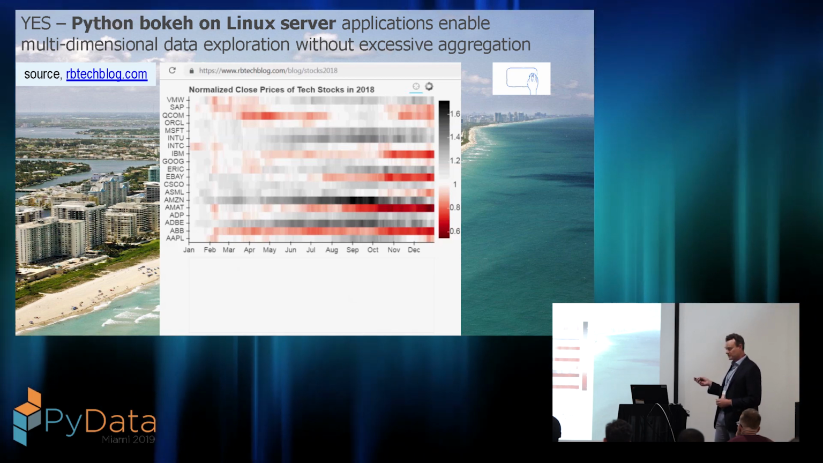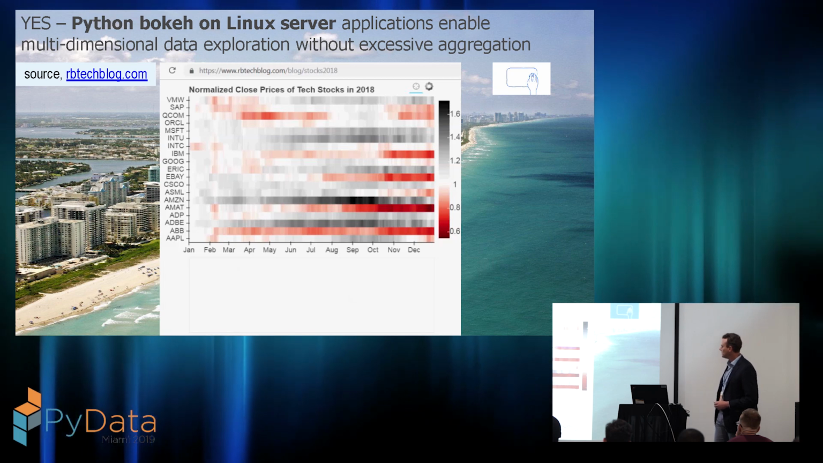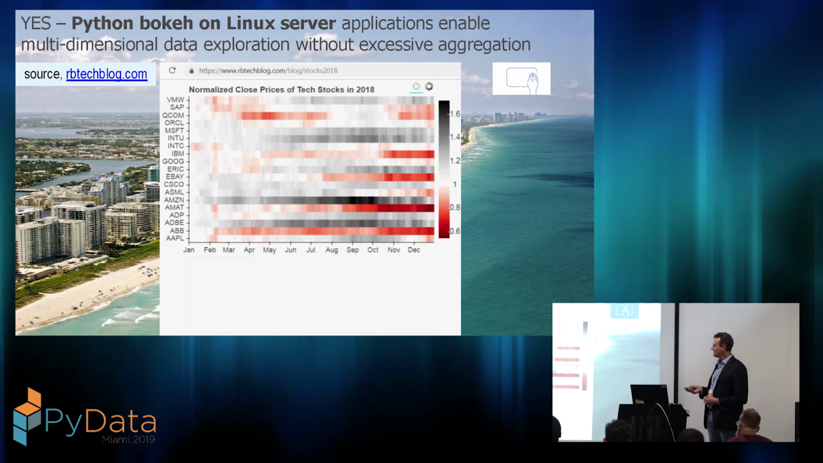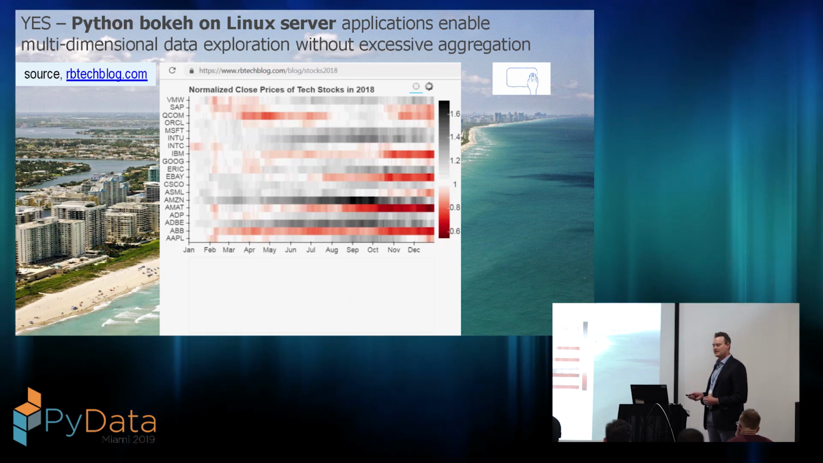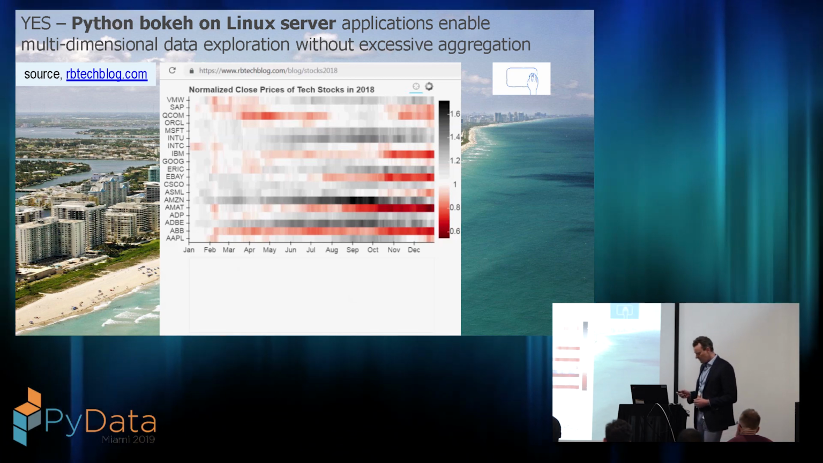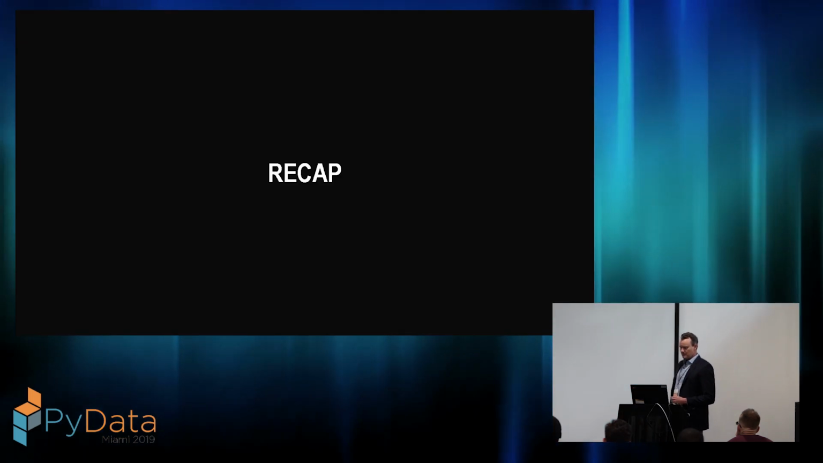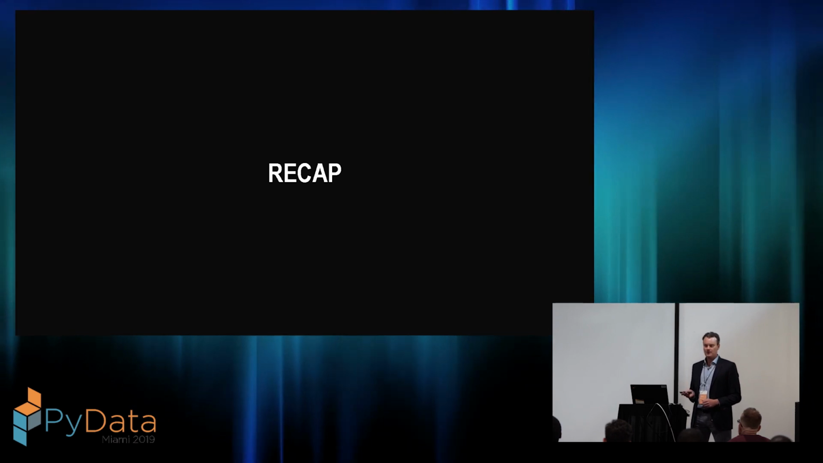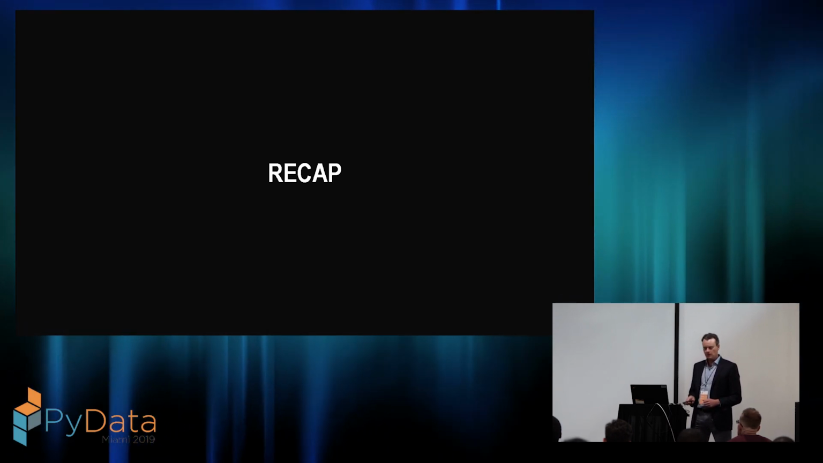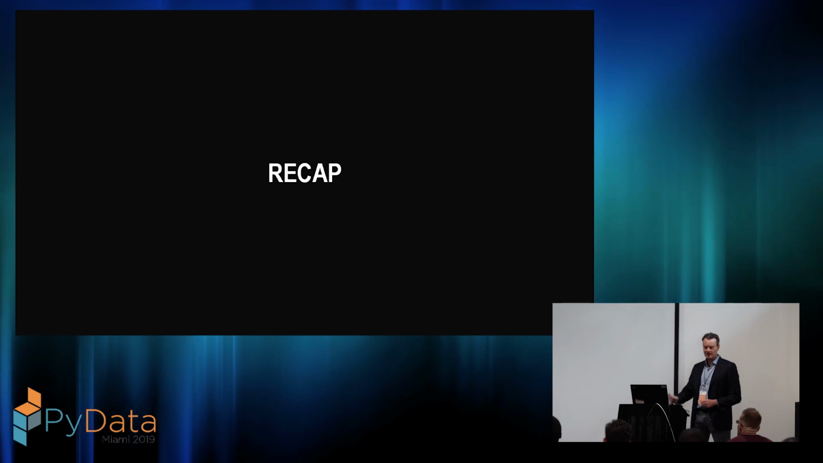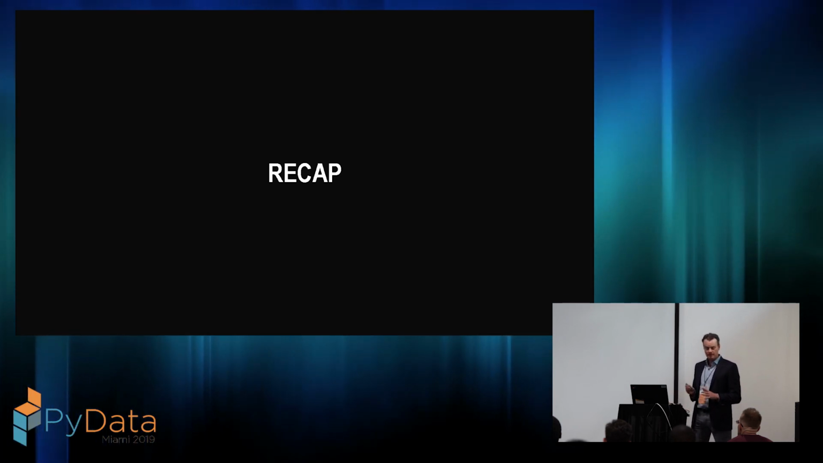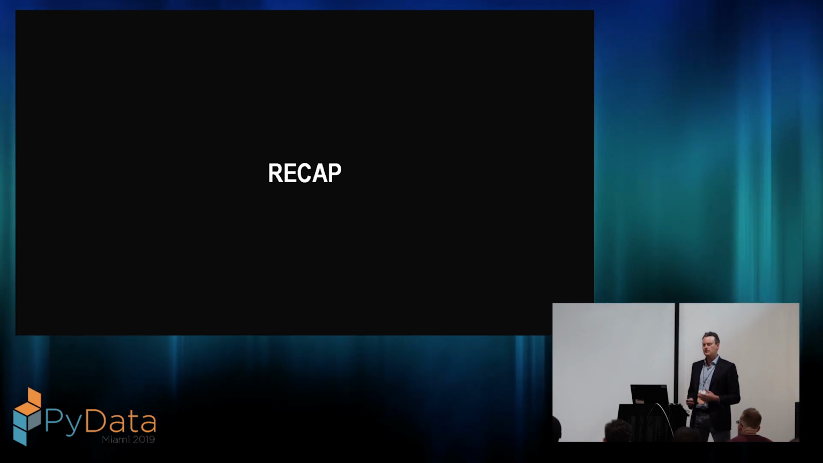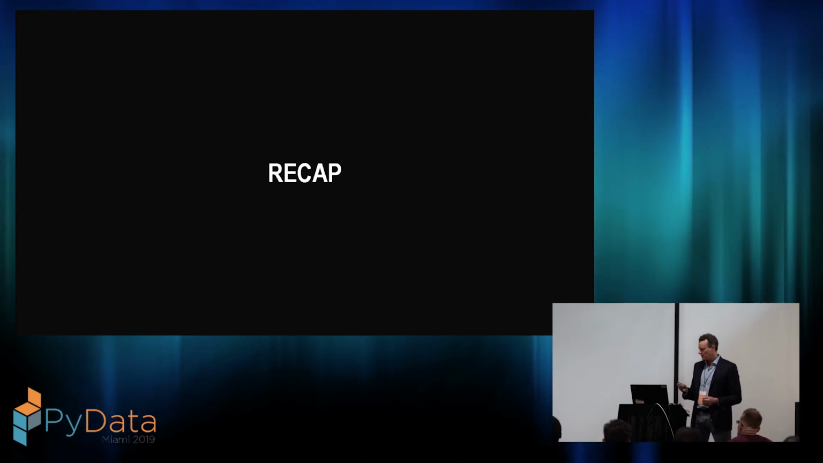Python bokeh on a Linux server, which was how this was developed, increases the information density by, in this case, enabling multi-dimensional data exploration without excessive aggregation. All right, so I think I've covered a lot. Let's have a little recap. I hope everybody knows why we're here. I hope you know a little bit about how computer chips are manufactured. I hope I've given you enough examples of Python bokeh running on a Linux server to convince you that it's something that you might want to do for your own work.